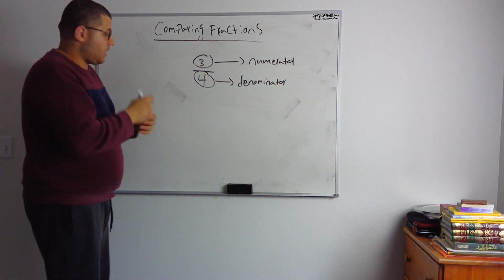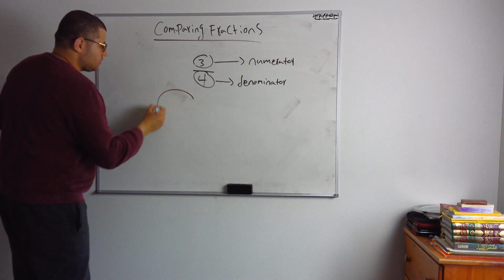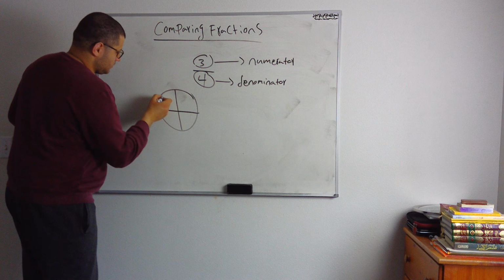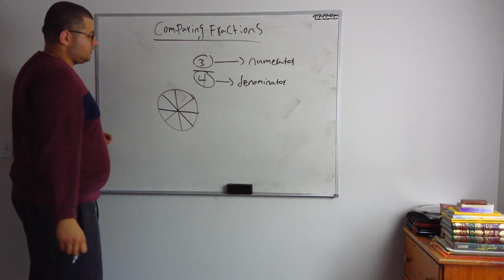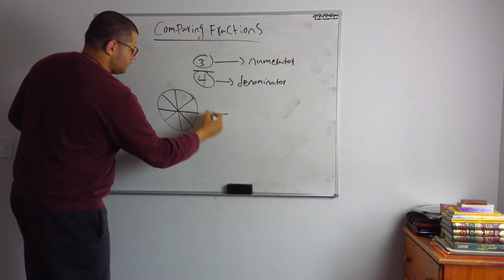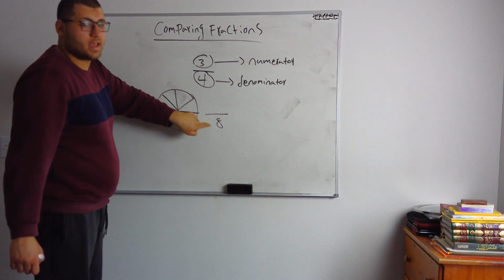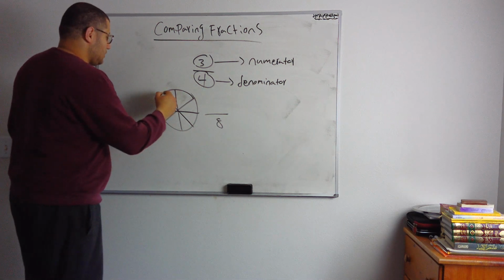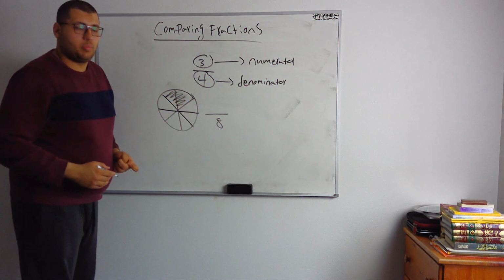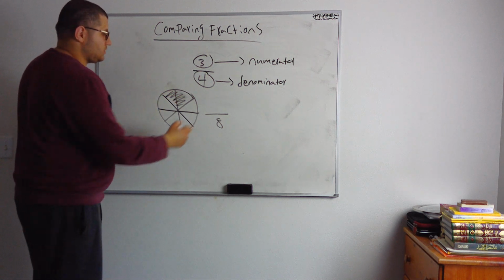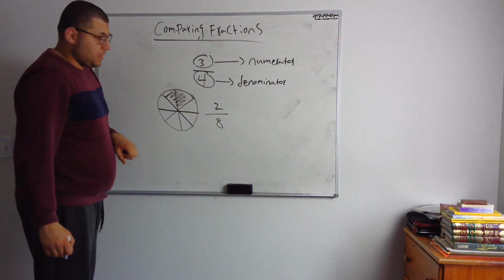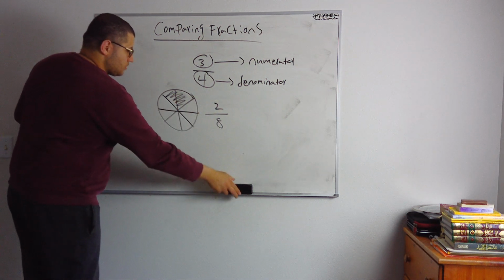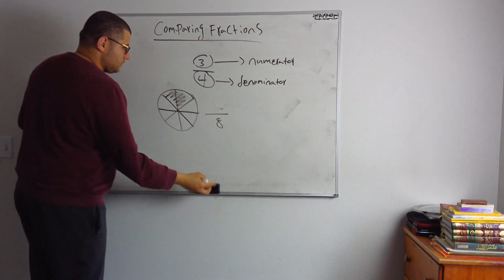So let's say we have a circle, and that circle has 8 slices. So we know that the total amount is 8. That's the denominator. The numerator can be the shaded or unshaded. So let's say I want to find the fraction of the shaded part. This is 2 slices out of 8 slices, so the fraction of the shaded is 2 out of 8. How about the fraction of the unshaded? 1, 2, 3, 4, 5, 6. It's going to be 6 out of 8.